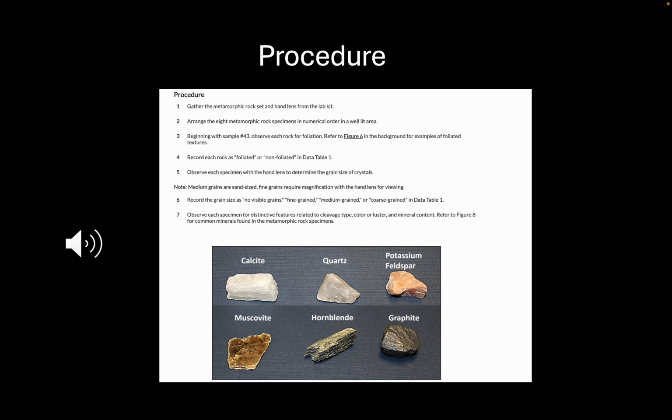Observe each specimen with the hand lens to determine the grain size of crystals. Note, medium grains are sand-sized. Fine grains require magnification with the hand lens for viewing. Record the grain size as no visible grains, fine-grained, medium-grained, or coarse-grained in data table 1. Observe each specimen for distinctive features related to cleavage type, color, or luster, and mineral content. Refer to figure 8 for common minerals found in the metamorphic rock specimens.